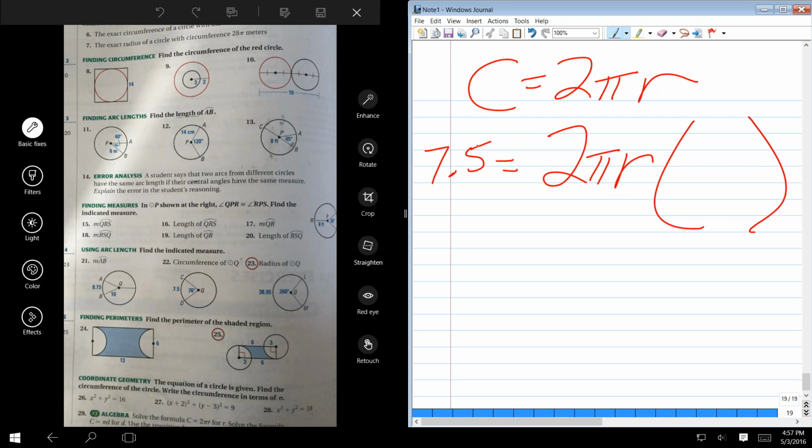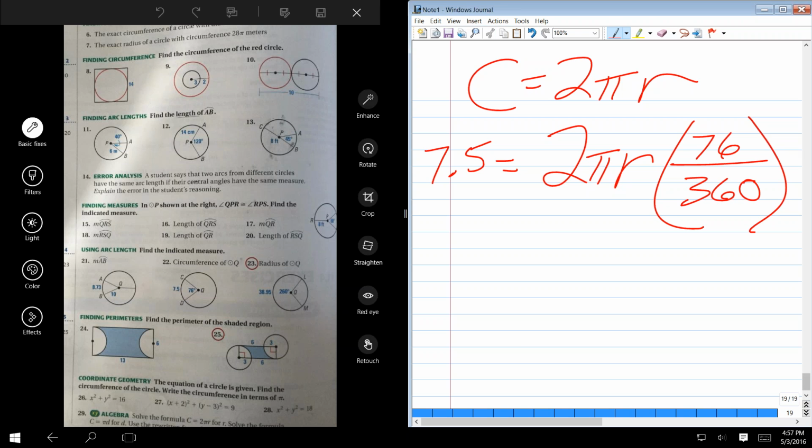How do we get our ratio? Remember, we're always dealing with part of a circle. What part of a circle am I dealing with in number 22? 76 over 360. That's it. Always, whatever that angle is over 360. That's the part of the circle you're dealing with.